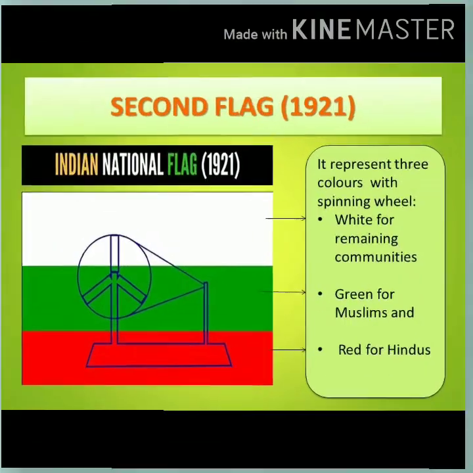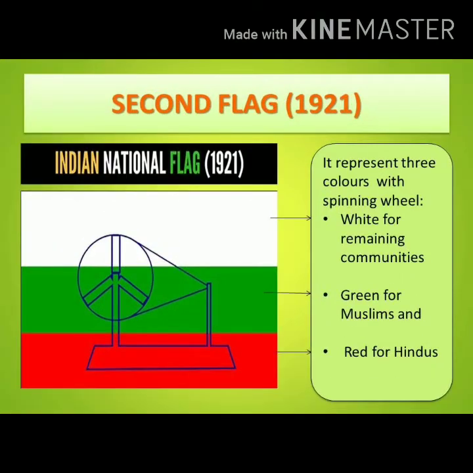The next flag, the second national flag, was prepared during the session of the Indian National Congress in Bezwada, now known as Vijayawada, in 1921 AD. It was made up of 2 horizontal red and green stripes, and the middle was marked with a charkha. The green stripe represents the Muslim community and the red one represents the Hindu.